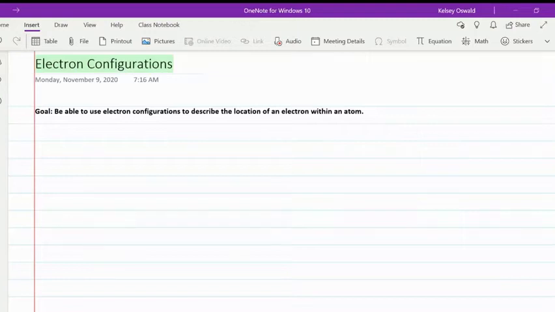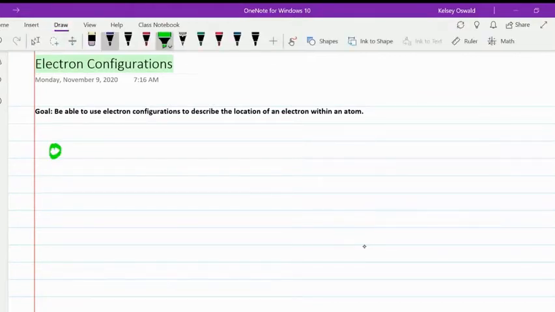Welcome back. So today we are going to take a look to see how we can use the quantum numbers that we looked at yesterday to describe the probable location of our electron. So as a quick review, we are going to go over the different quantum numbers that we discussed yesterday. Remember, the purpose of these quantum numbers is to describe the probable address of our electron.